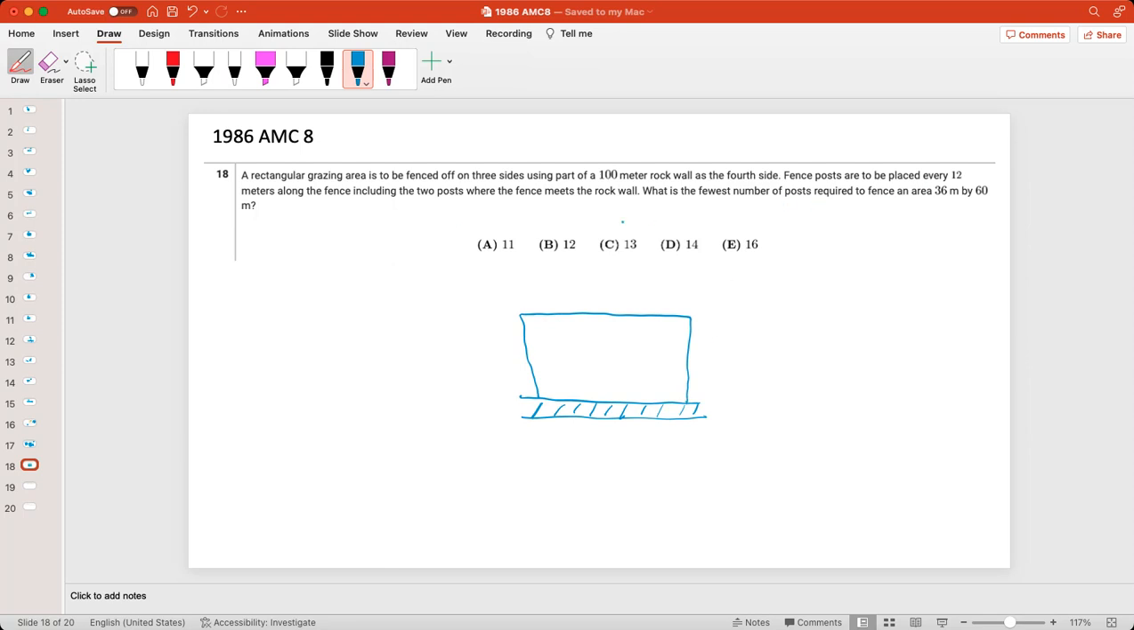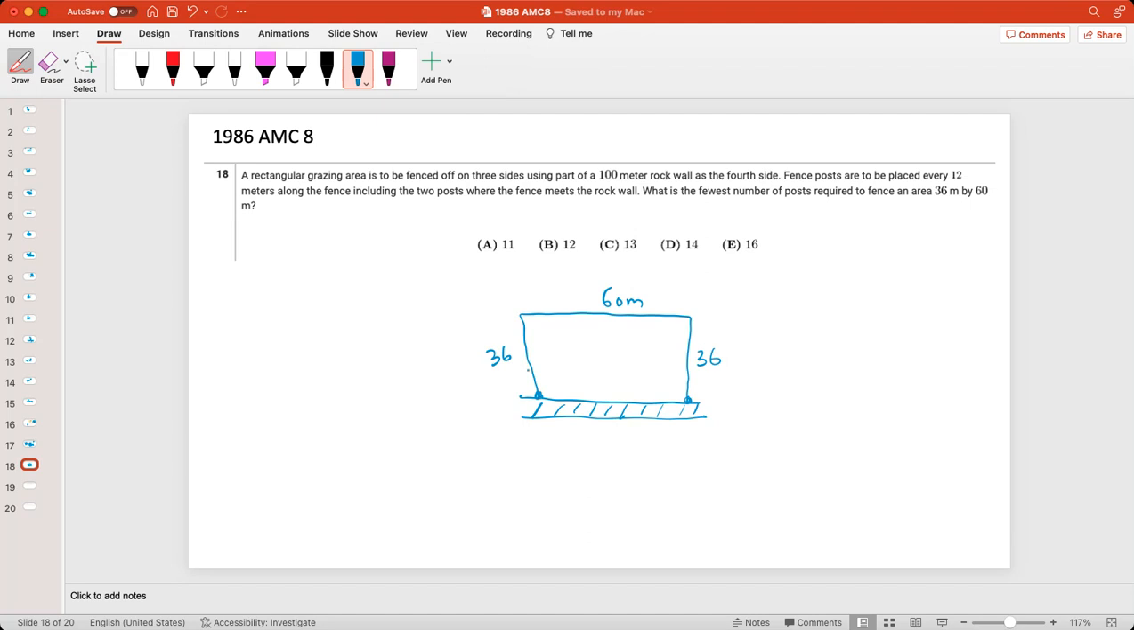Fence posts are to be placed every 12 meters along the fence, including 2 posts where the fence meets the rock wall. So here we are going to have a post, and here also. What is the fewest number of posts required to fence an area of 36 meter by 60 meters? So I'm going to be assuming this is 60 meters. This is 36 meters. Okay, it can be the other way around also. Doesn't matter. Every 12 meters you have a post.